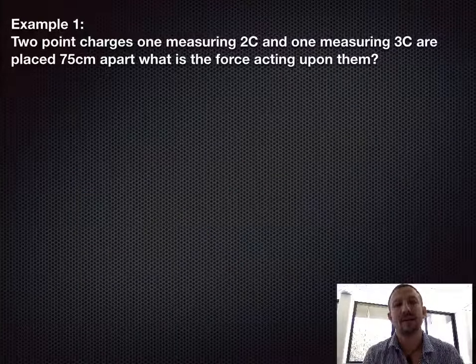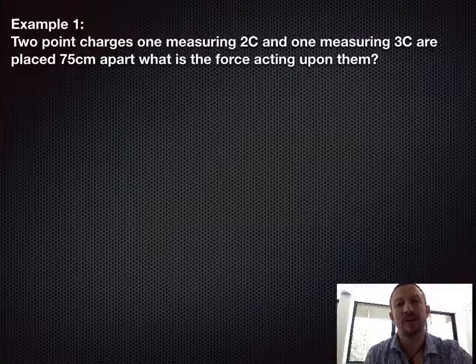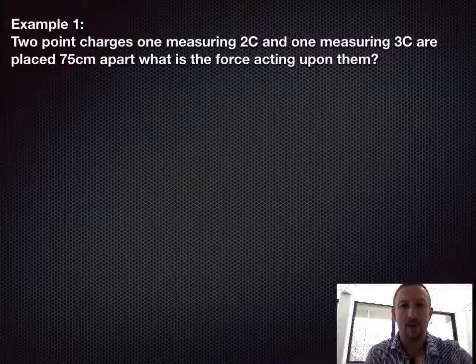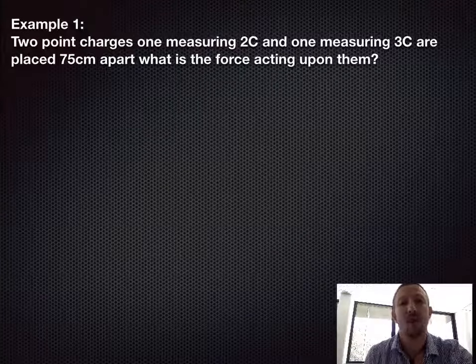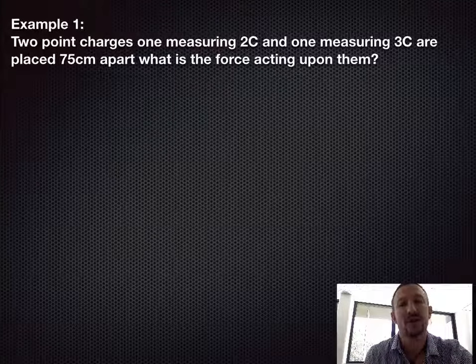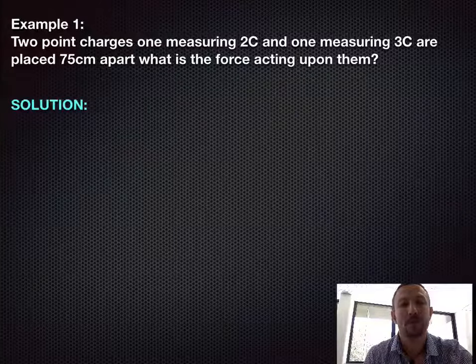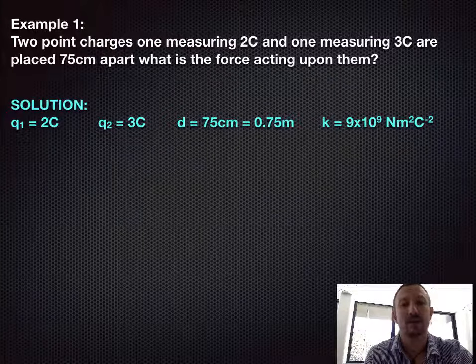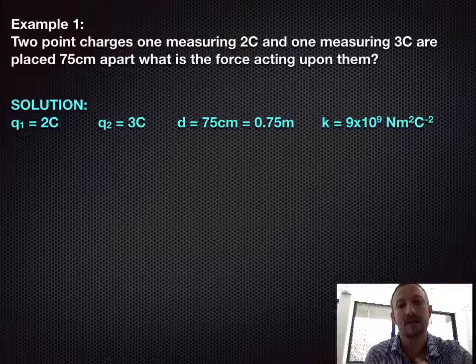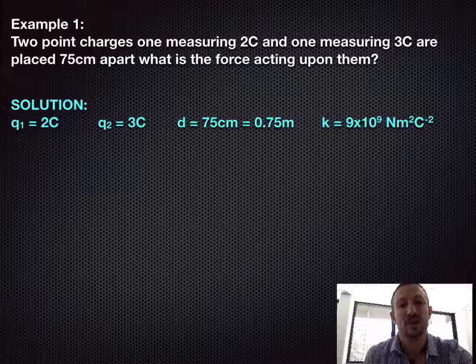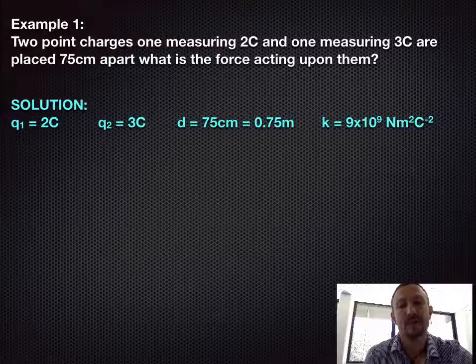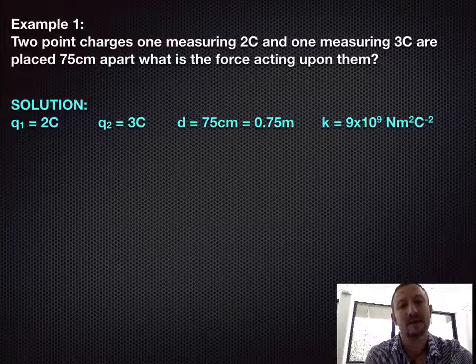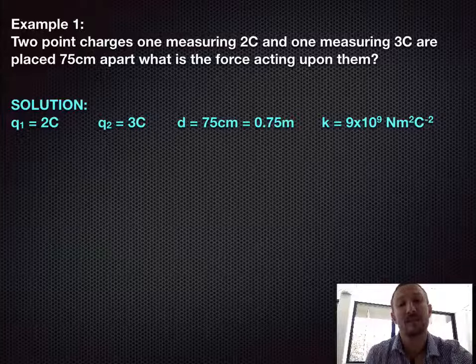So let's have a look at a very simple example that will hopefully show you how we can work through the Coulomb's law equation. So I've got 2 point charges, one measuring 2 coulombs and one measuring 3 coulombs, which are placed 75 centimeters apart. I want to determine what is the force acting upon them. Well, in order to solve the problem, I need to write down what I know. My first charge is 2 coulombs, my second charge is 3 coulombs. The distance is 75 centimeters. I need to convert that into meters first, so divide by 100 and I get 0.75 meters.